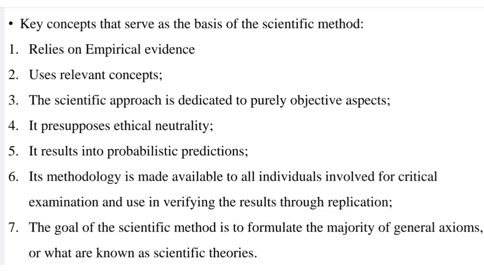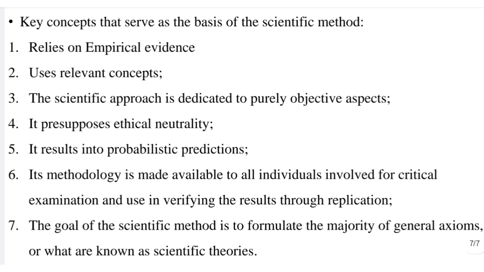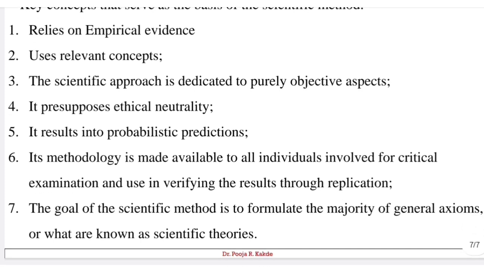And what is the goal of scientific method? काय अचीव करायचं असते सायंटिफिक मेथडनी? So the goal of scientific method is to formulate a general axiom, that means some kind of general theory which will be accepted by all, as there will not be any room for doubts. This is all about scientific methods.